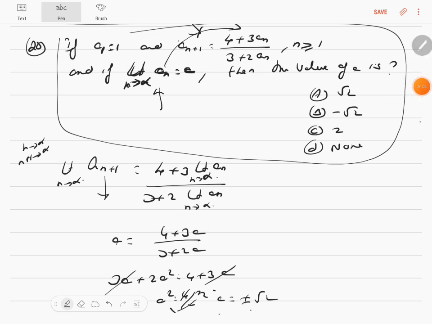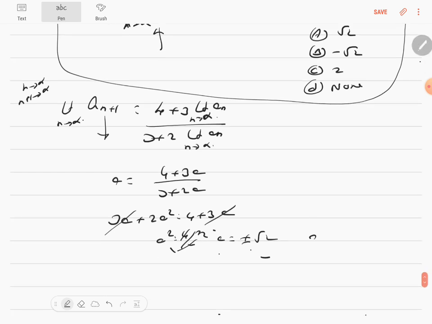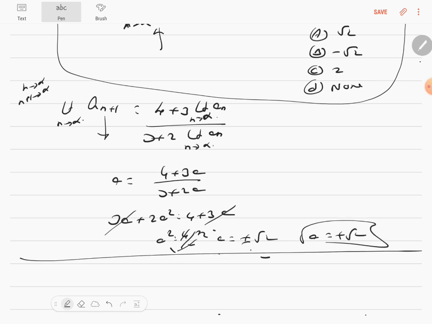Since you know that a1 is equal to 1 and the terms are tending to infinity, it will only proceed from 1 onwards, so minus root 2 will not be the answer. So a is equal to plus root 2. So that completes it. Okay, let's go to the next question.